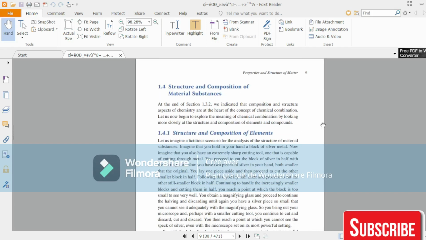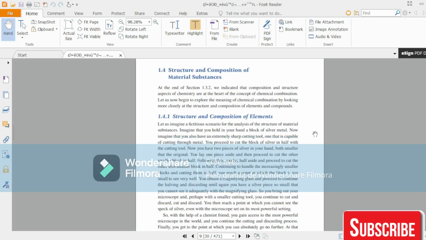So we move to structure and composition of material substances. At the end of section 1.3.2, we indicated that composition and structure aspects of chemistry are at the heart of the concepts of chemical combination. Let us now begin to explore the meaning of chemical combination by looking more closely at the structure and composition of elements and compounds. So we have the structure and the composition of elements.